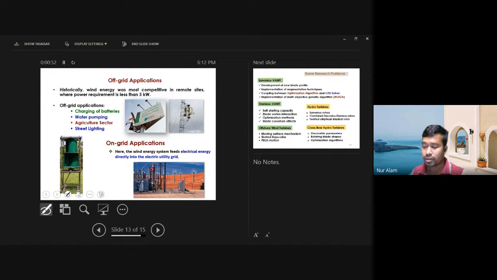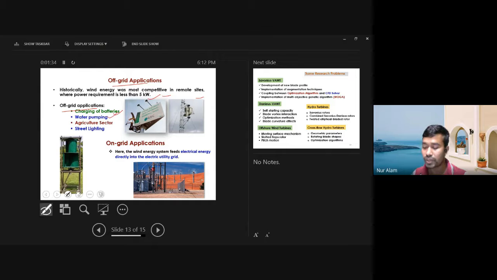For application, you can see off-grid application. Historically, wind energy has been most competitive in remote sites where wind power requirement is less than 5 kilowatt. That means in remote areas we can generate power in a small area, like 2-3 households. We can utilize small scale wind turbines, generally, or vertical axis wind turbines. Also in off-grid application, for charging of batteries, we can use this vertical axis wind turbine.